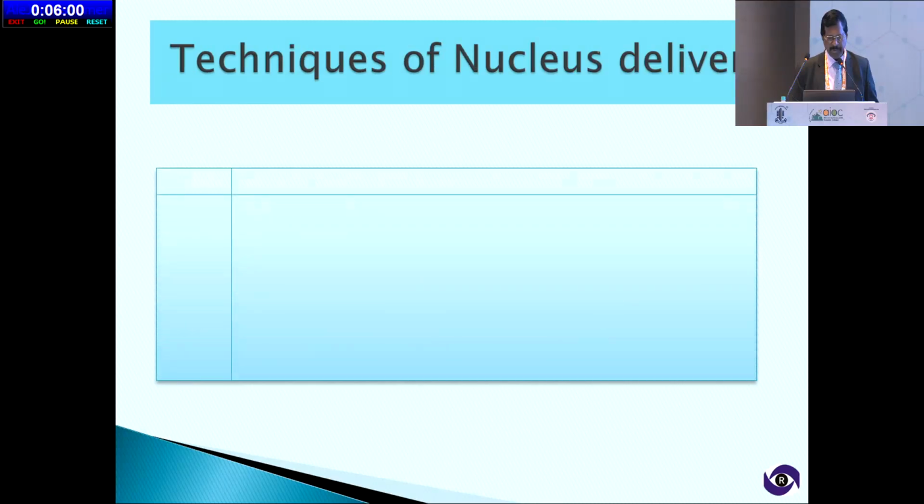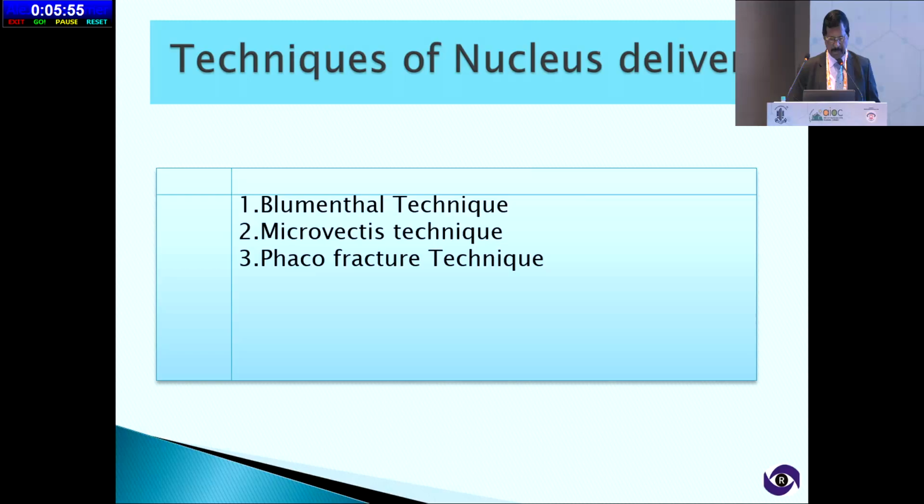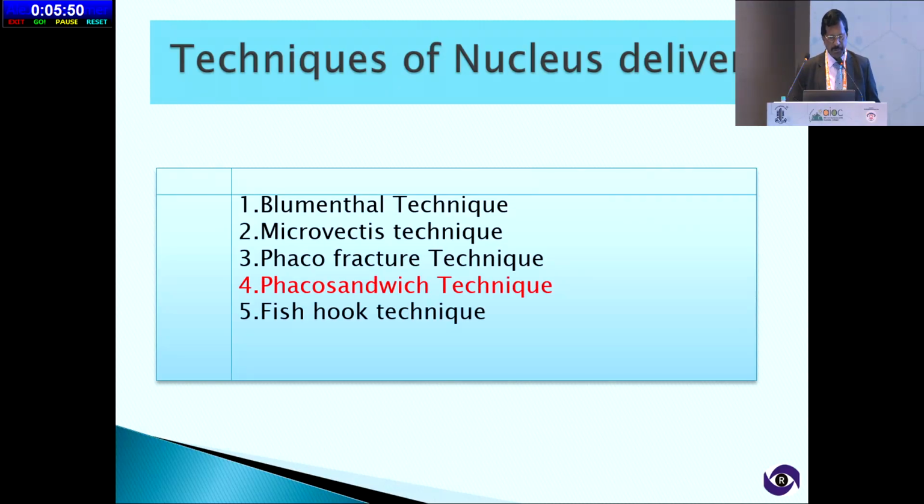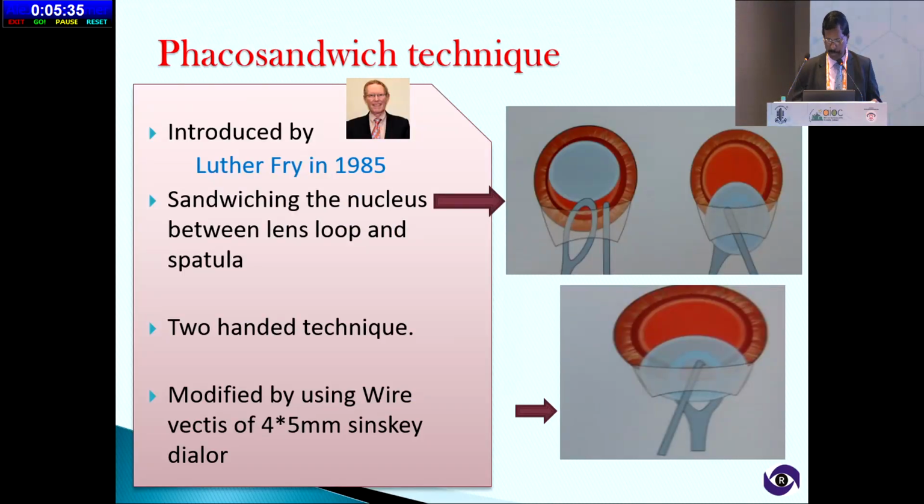The different techniques are the Blumenthal technique, the mini-prolapse technique, phaco fracture technique, phaco sandwich technique, fish hook technique, Ruiz technique, and snare technique. In my hands, phaco sandwich is one of the best techniques: very simple, easy to learn, and giving the best results out of all the seven techniques. Whichever is compatible to you, you can do it, but definitely for the youngsters doing surgery for the first time, they can use the phaco sandwich technique.